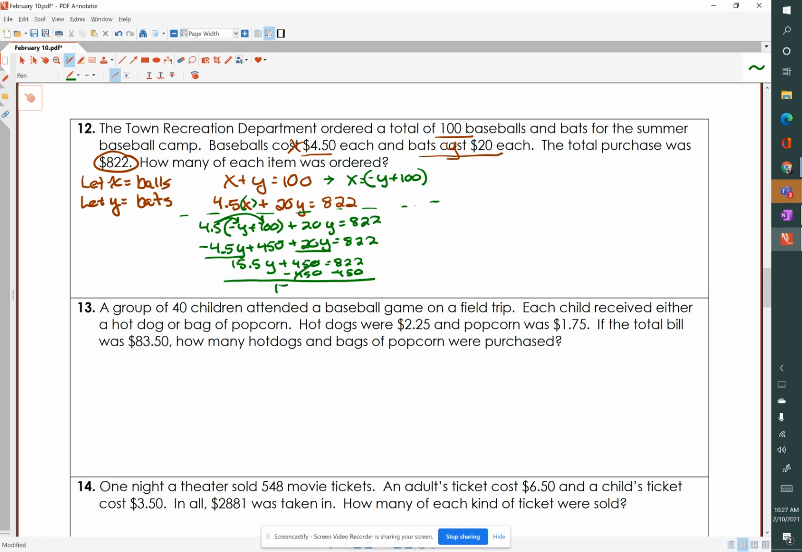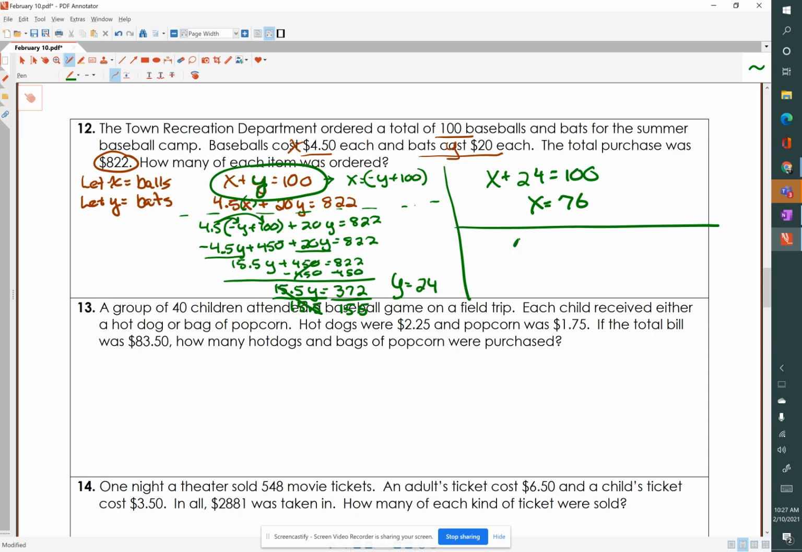and 15.5y equals 372. And then divide both sides by 15.5, and y equals 24. Okay, so now let's take y and substitute it right here in this first equation. So x plus 24 equals 100. So x equals 76.